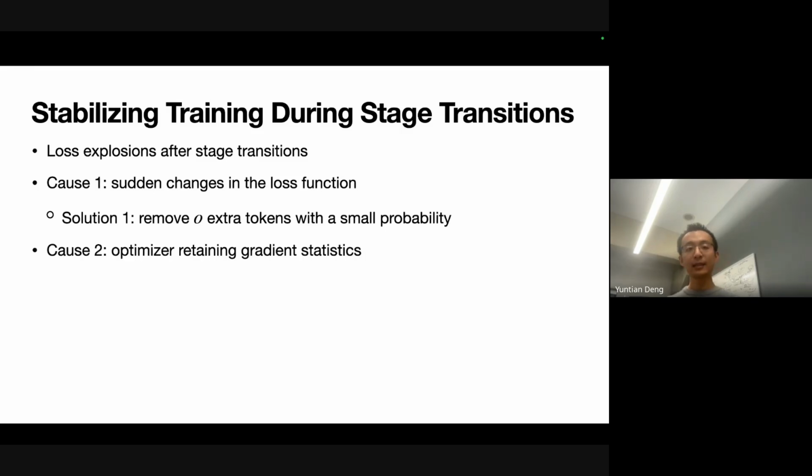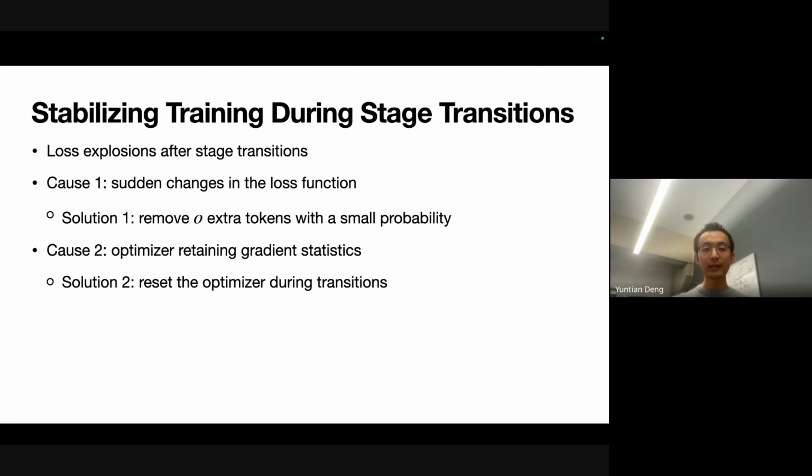The second issue is that the optimizer we are using, AdamW, maintains moving averages of gradient estimates, the gradient moments. Because after each stage transition the loss function has changed, the gradient statistics no longer make sense. So we also have to reset the optimizer during transitions. With these two changes to the training, this works really well in practice.